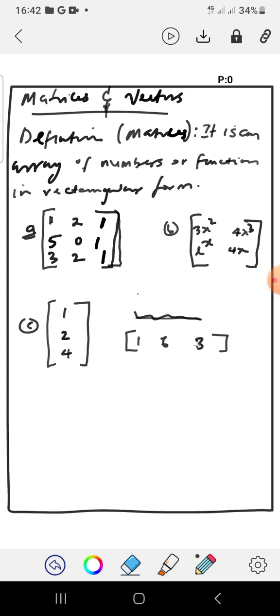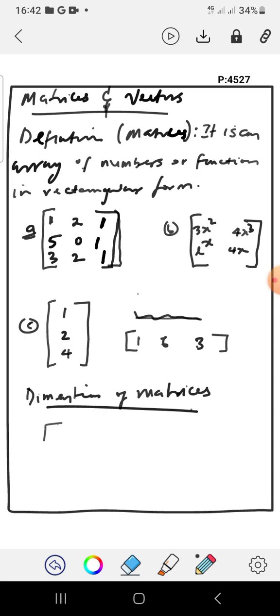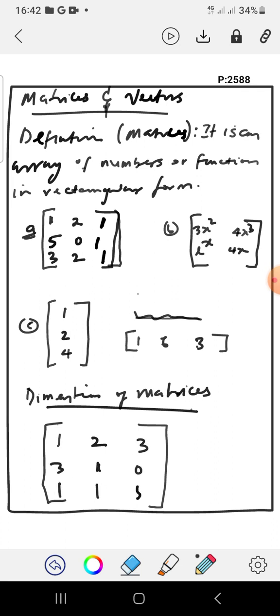So let's define the way matrices are represented. We now go to what we call the dimension of matrices. Now I'm going to create a big matrix here. I hope that is big enough. I'm going to write this one as 1, 2, 3, 3, 1, 0, 1, 1, 5.